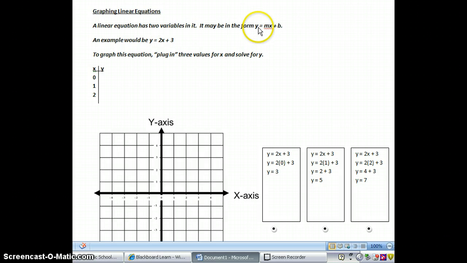Sometimes they might be in the form of this, which is y equals mx plus b. That's slope-intercept form, which we'll talk about in another video. So let's take, for example, y equals 2x plus 3.